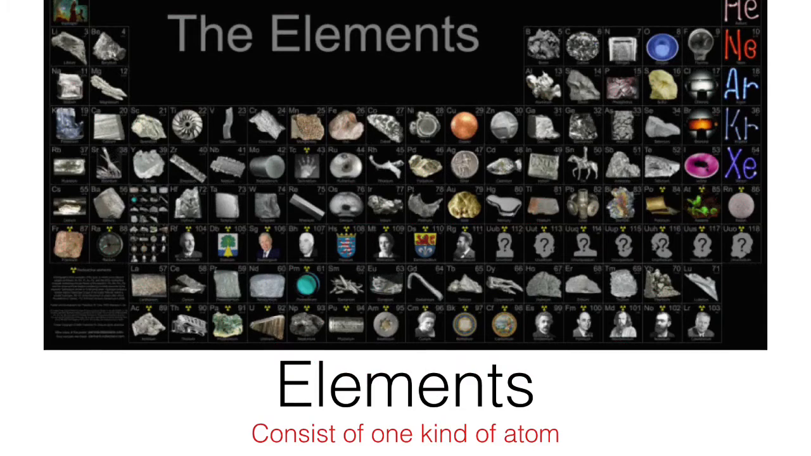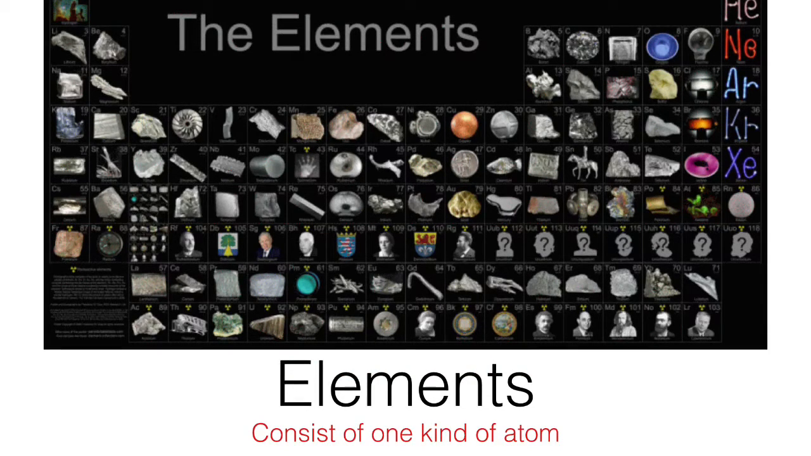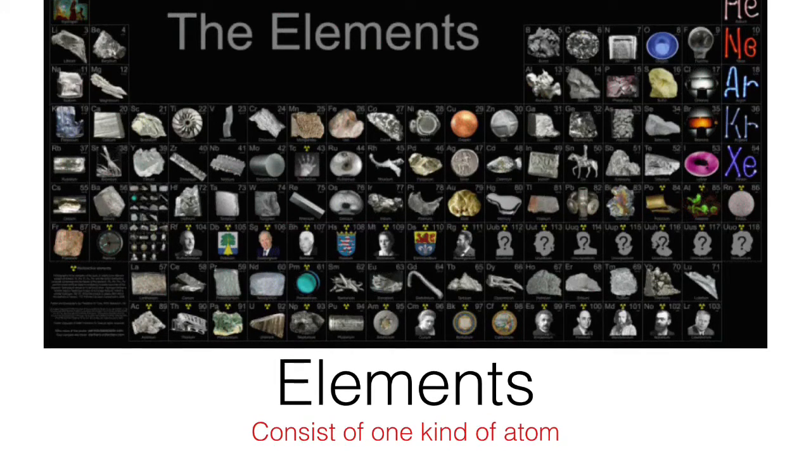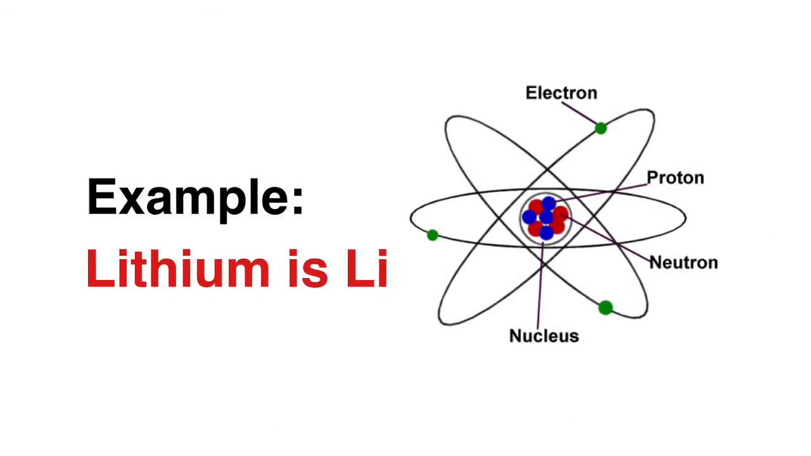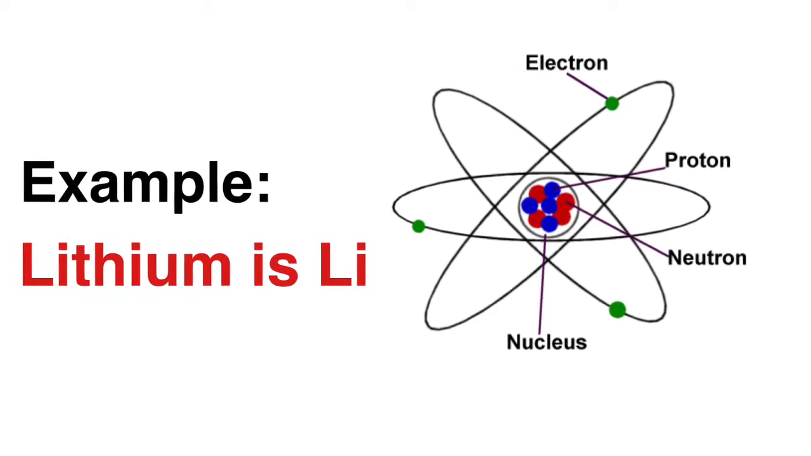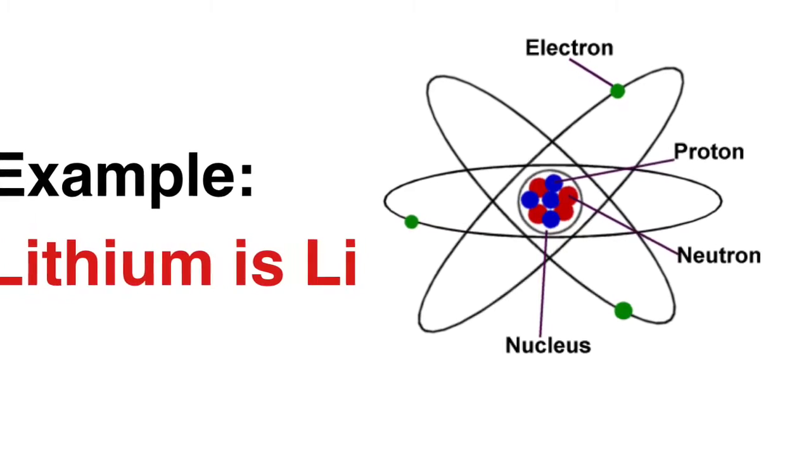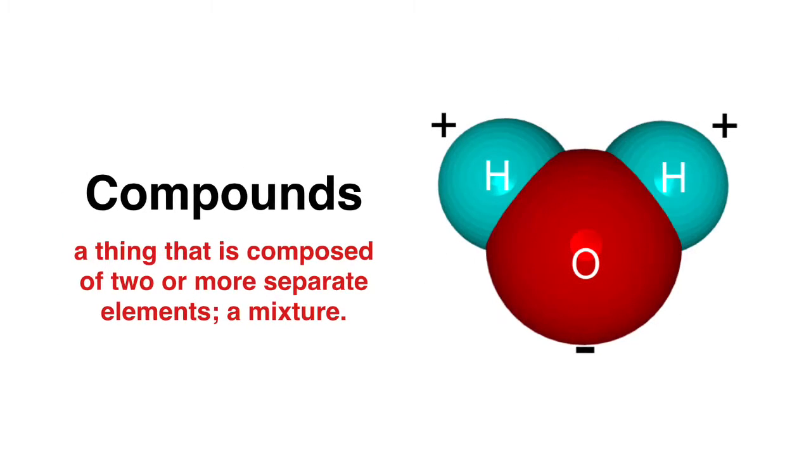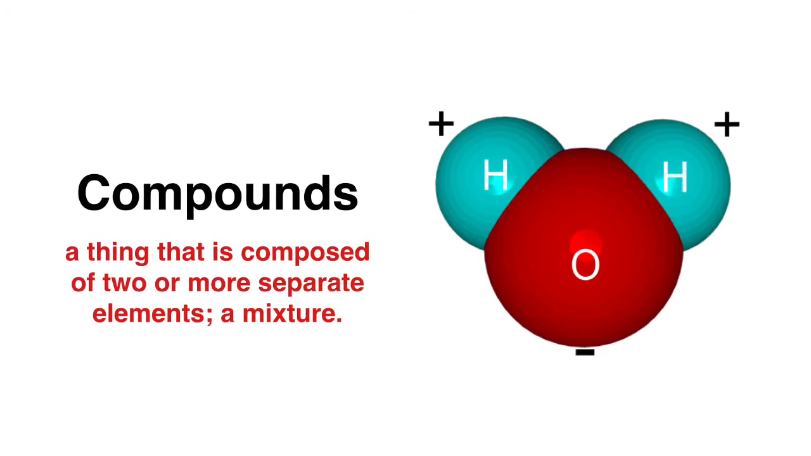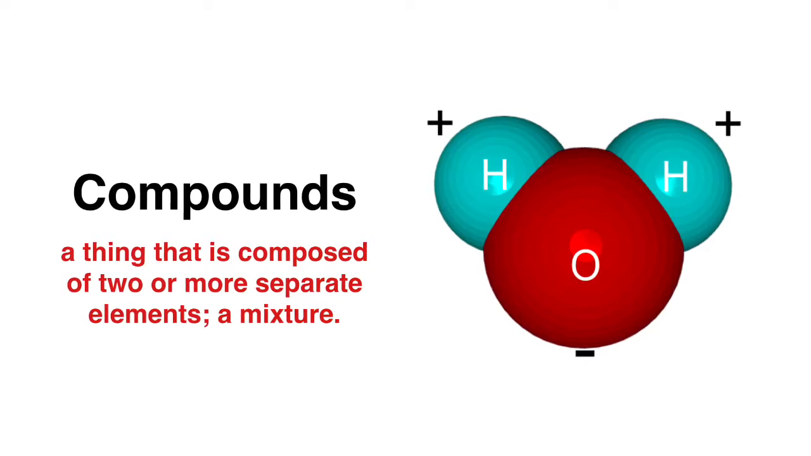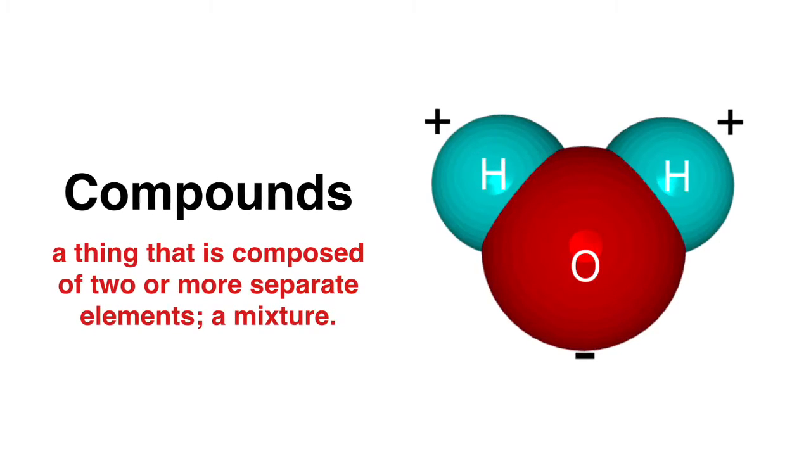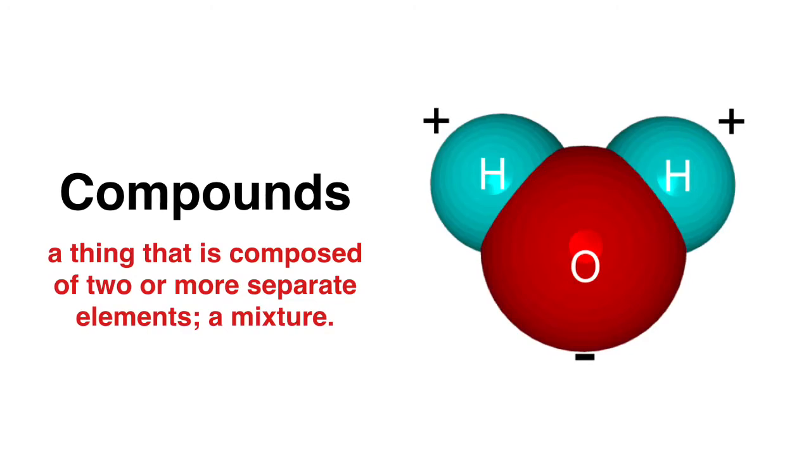In order to apply this law correctly to a chemical reaction, we need to make sure we understand a few things. First is an element. Remember, an element is one kind of atom. Here's an example, lithium. Lithium is element number 3 on the periodic table, meaning it only has 3 protons in its nucleus. Every atom of lithium is going to have 3 protons. We need to be able to distinguish elements from compounds. Compounds are made of elements, but they're a thing that is composed of 2 or more separate elements in a mixture. You can see this compound is made of 2 atoms of hydrogen and 1 atom of oxygen. You know this compound as water.